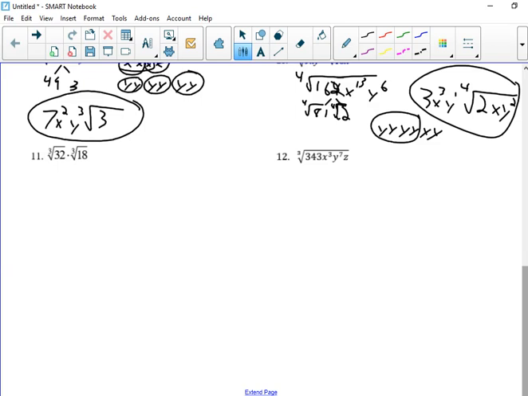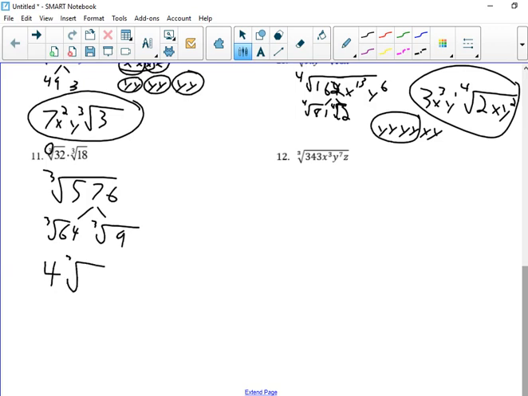Okay, cube root. Now, you could look at that and go, hey, 9 goes in 18. But again, that's for square root. We are dealing with cube roots. Pay attention to that. So I'm actually just going to multiply this and get the cube root of 576. Now that breaks down 64 and 9. The cube root of 64 is 4. And the cube root of 9, which is not 3, because we're not doing square root, we're doing cube root.